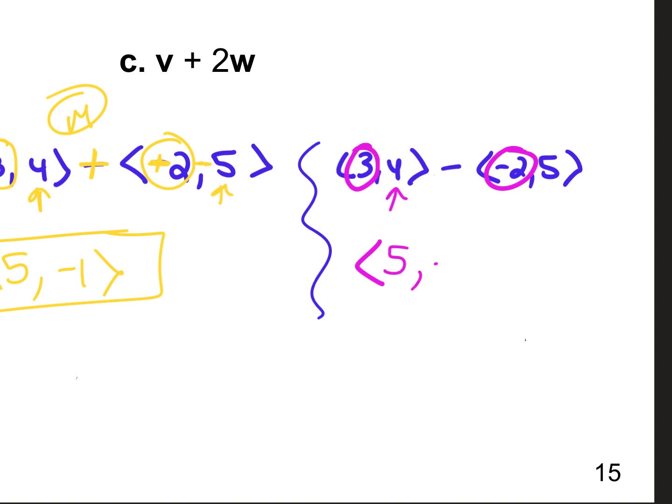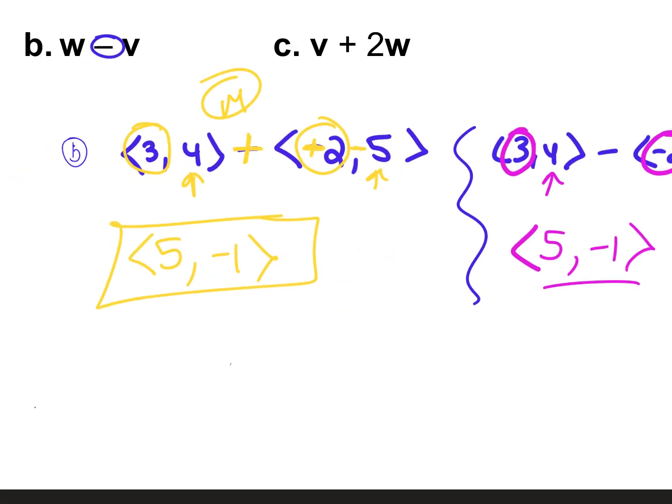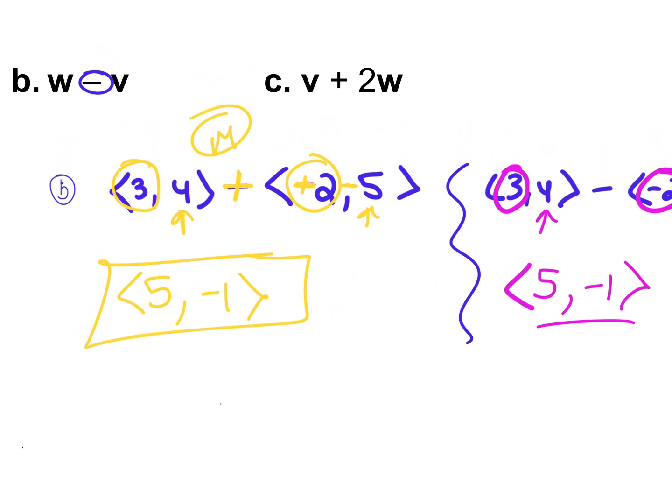4 minus 5 is -1. Did we get the same answer? Yes. Do I think every time you have a minus sign in between 2 vectors, you should change it to a plus and distribute? Yes. Again, it's up to you guys.